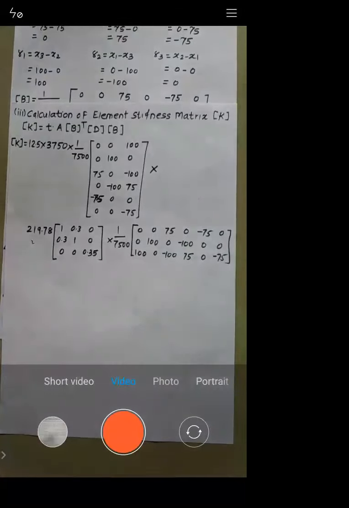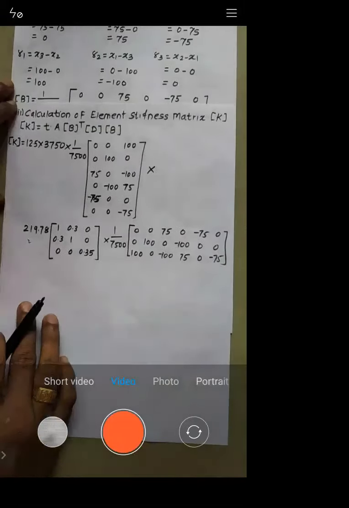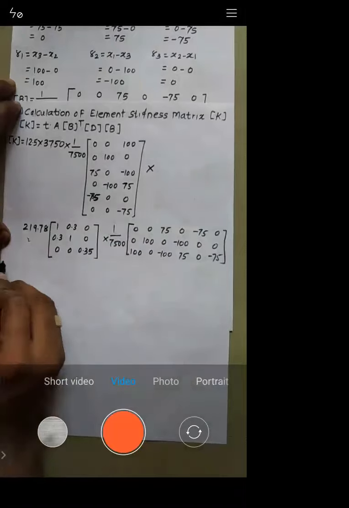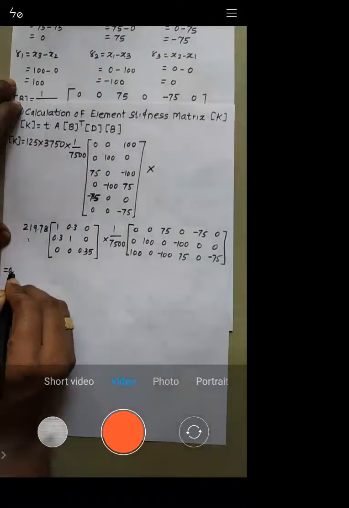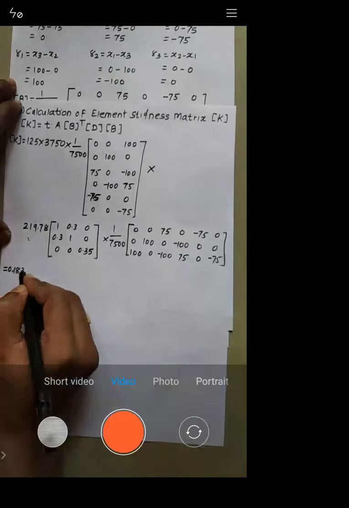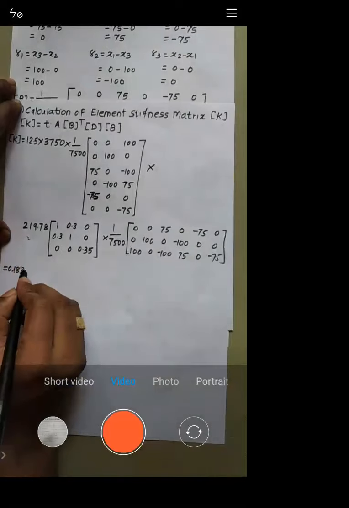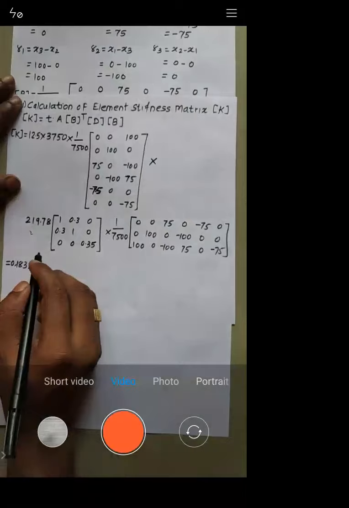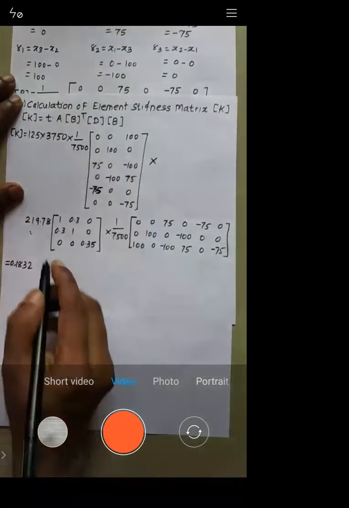Tell me. How much are you getting? Do it fast. 0.18315. So I'll make it 0.1832. Okay, 0.1832. Into this matrix, I will keep it as it is.